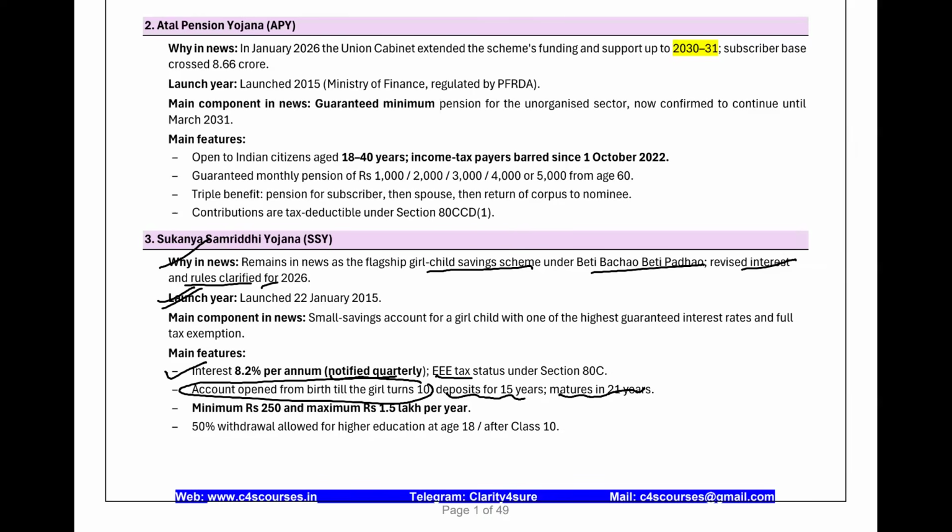One more data point that you should remember: minimum rupees 250 and maximum rupees 1 lakh per year can be deposited in Sukanya Samriddhi Yojana. Is it clear? अब ये point भी लिख लो. 50% withdrawal allowed for higher education at the age of 18. If the girl child is at the age of 18, 50% withdraw आप कर सकते हो under the scheme that is Sukanya Samriddhi Yojana. Is it clear? That is after class 10.